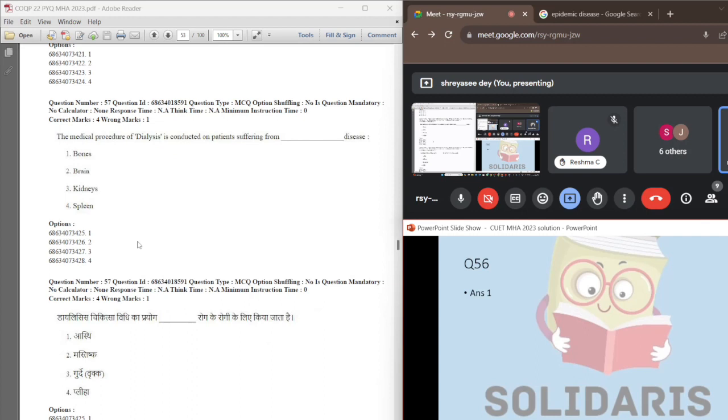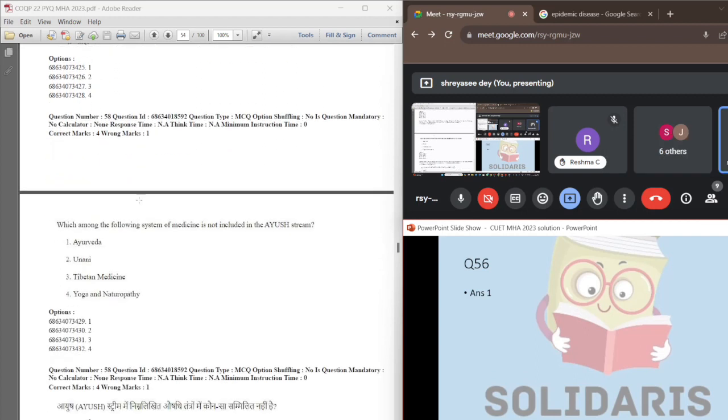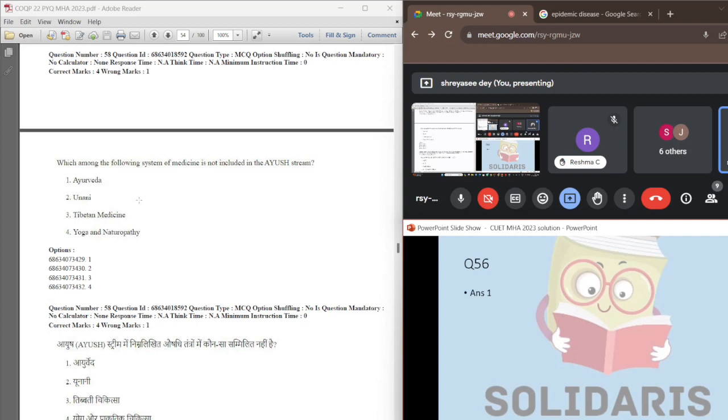That's why I'm just explaining this. Then the next question is, the medical procedure of dialysis is conducted on patients suffering from, I hope everyone knows this, kidneys. Yeah, right. There is not much to it, and also the dialyzer machine is called an artificial kidney. This question: which of the following is not under the Ayush system? The full form of Ayush is included here so that you don't get confused for any other questions also. The Tibetan medicine is the answer to this question.